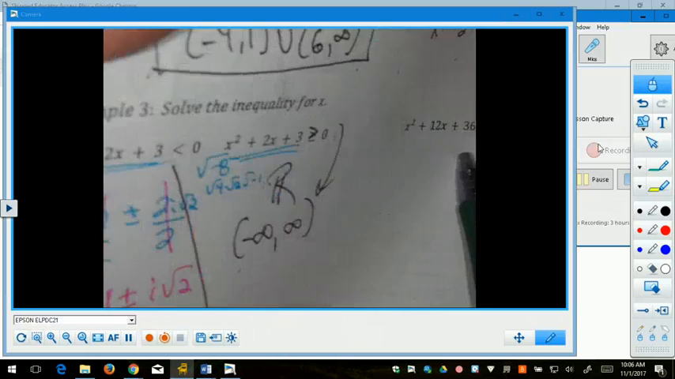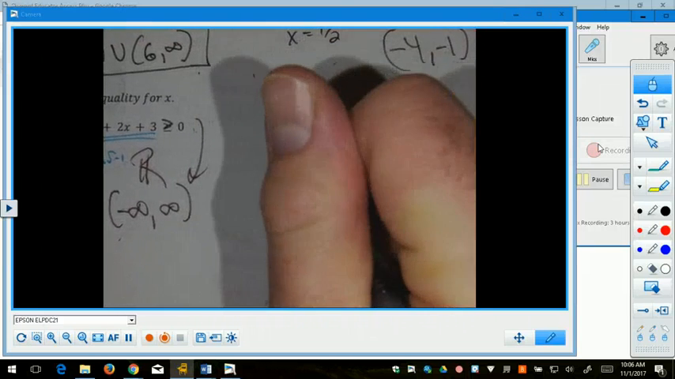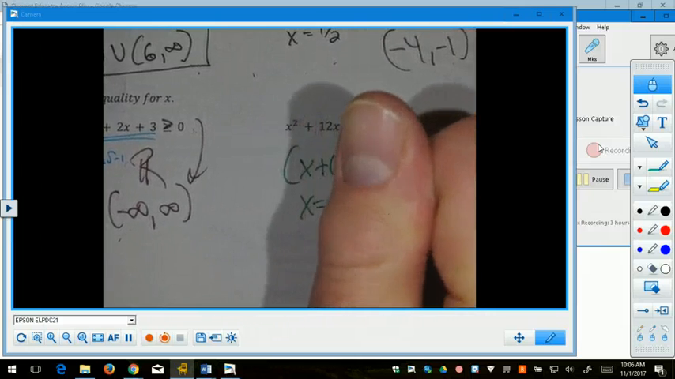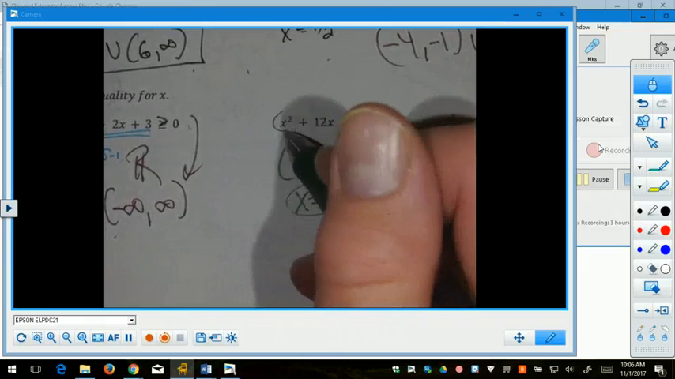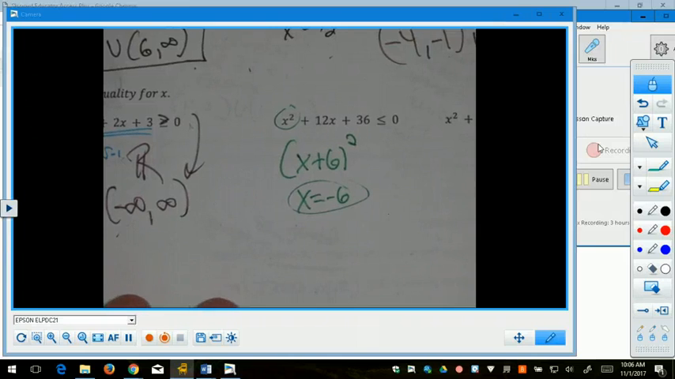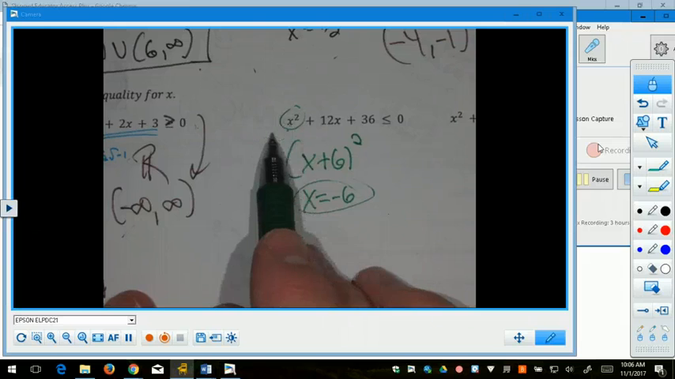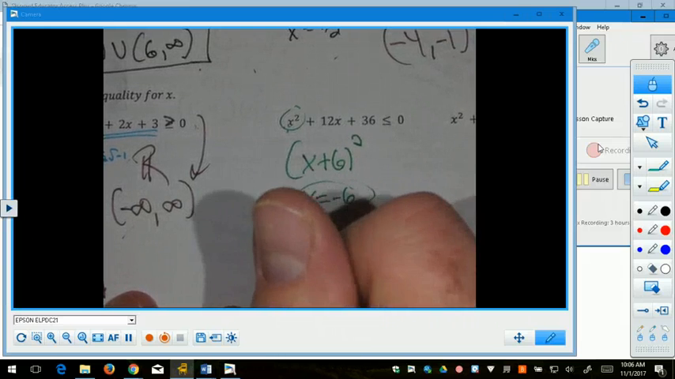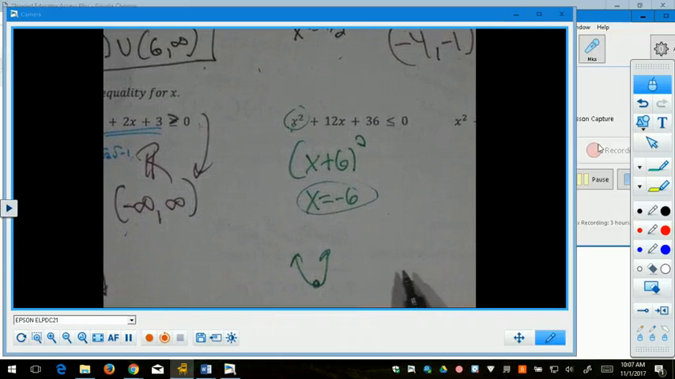For my next problem, this one actually is factorable. This is x plus 6 by x plus 6, or x plus 6 squared, which means x equals -6, which means I only have one solution. If I only have one solution for a quadratic, what's it mean about that solution? Multiplicity. And this function, because of the lead coefficient and degree, we know it opens up. So if I were looking at the graph, I'm just going to sketch it because I know it.